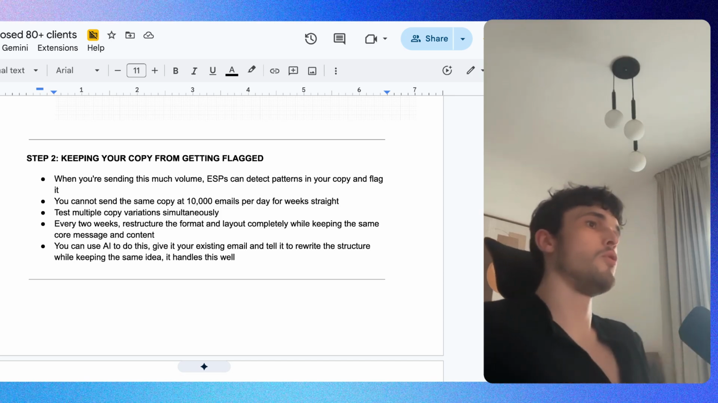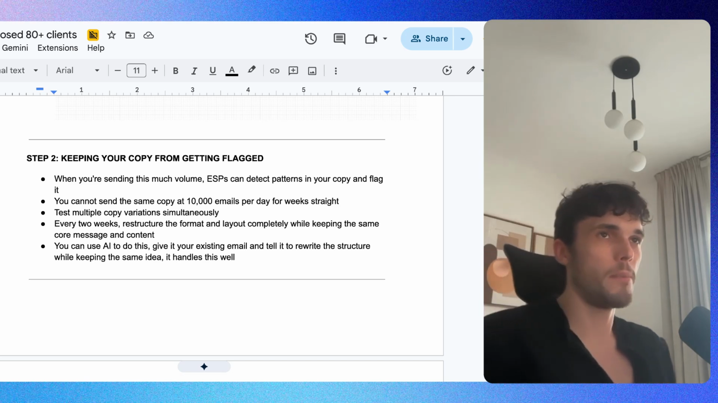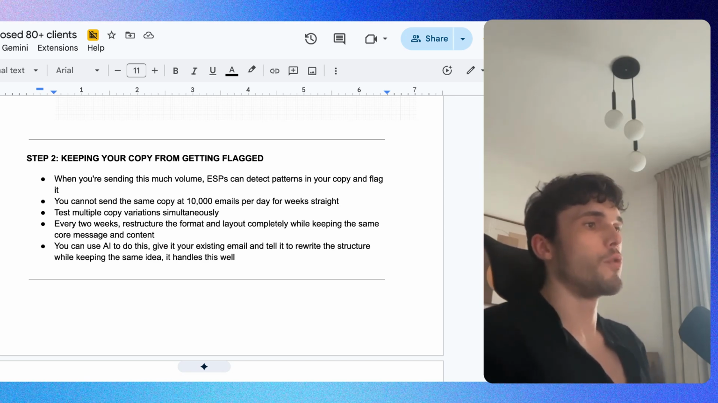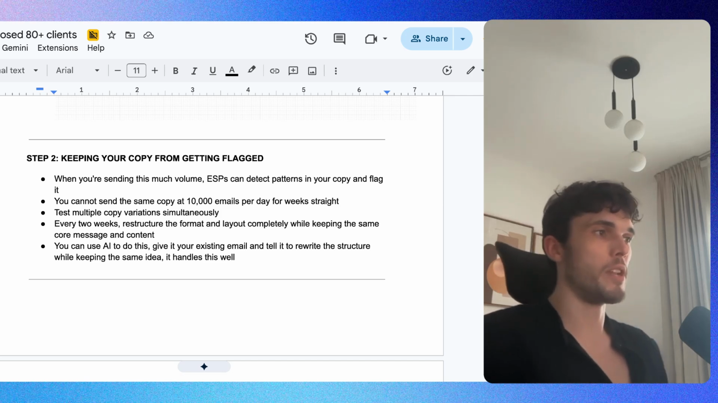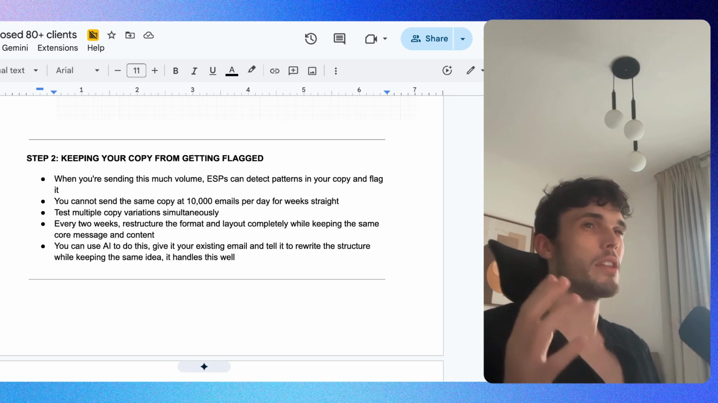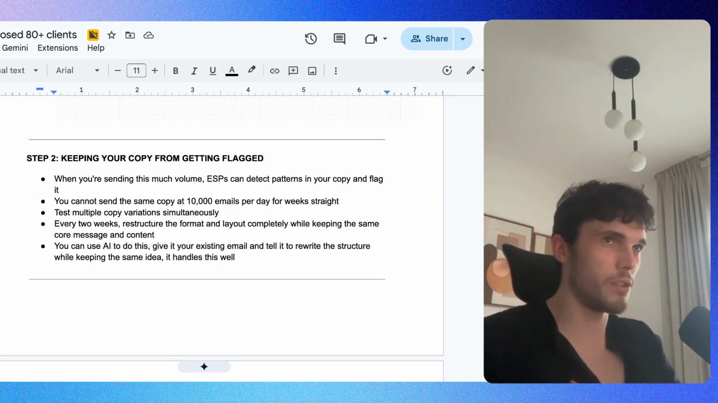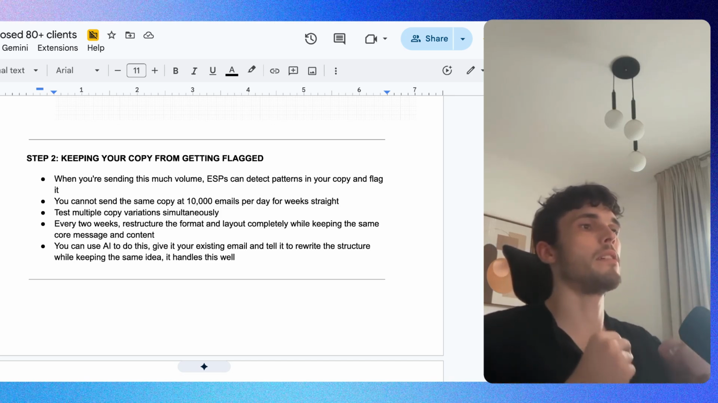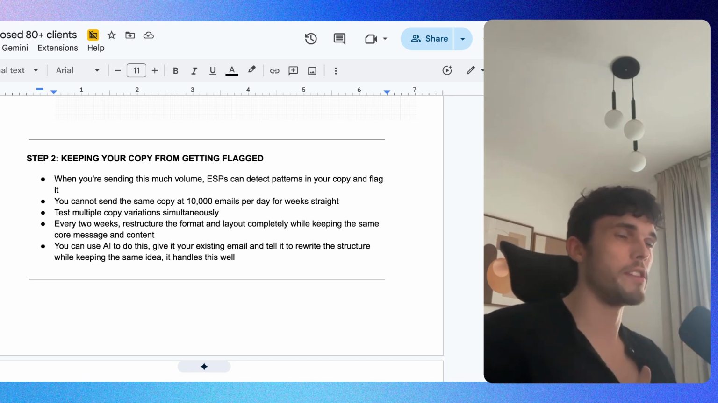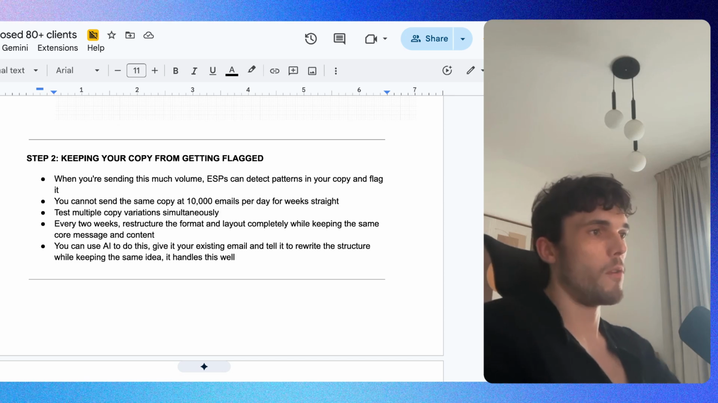So you need to not only test multiple copies at the same time, you also need to completely restructure the format of the emails you're sending about every 2 weeks. You want to build new copies that may convey the same information, but look different. They have a different structure. They have a different signature. Things are mixed up, because that's going to prevent what we call copy fatigue, where you're just sending the same email over and over and over again.